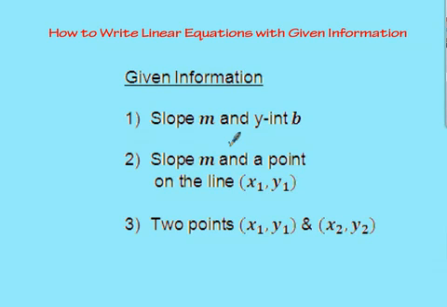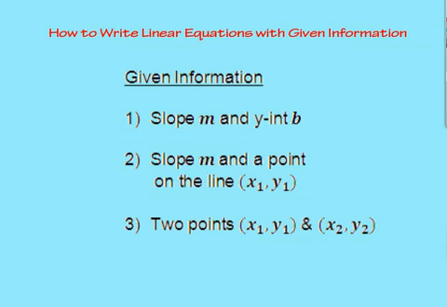Today we're going to discuss how to write linear equations with specific given information. There are three possibilities for given information you could have. You could be given the slope and the y-intercept, which is b. You could be given a slope and a point that your line goes through. And you could also be given 2 points, x sub 1, y sub 1, and x sub 2, y sub 2. So what we'll do is look at the first possibility, then the second one, and then the third one.